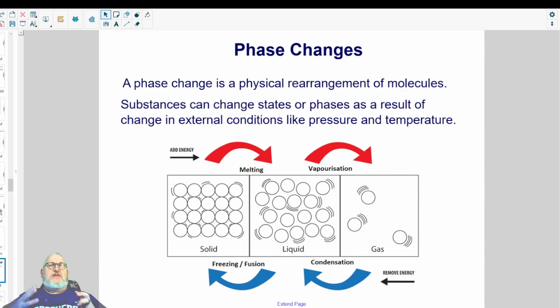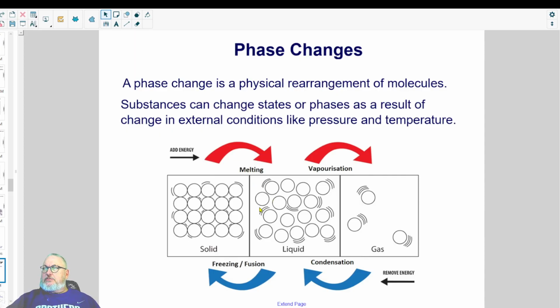This is when we physically rearrange the molecules. These substances can change their state or phases as a result of changes in the external conditions like pressure and temperature. Right, so if you've got a solid, it can melt.